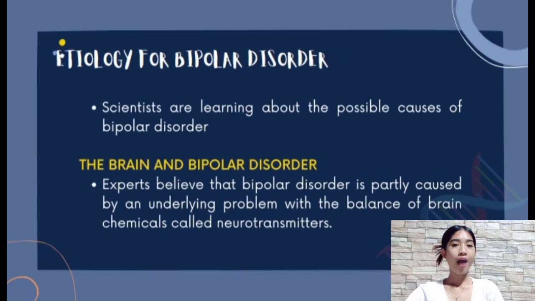And now, I will discuss the etiology of bipolar disorder. Scientists are learning about the possible causes of bipolar disorder. The brain and bipolar disorder: experts believe that bipolar disorder is partly caused by an underlying problem with the balance of brain chemicals called neurotransmitters.